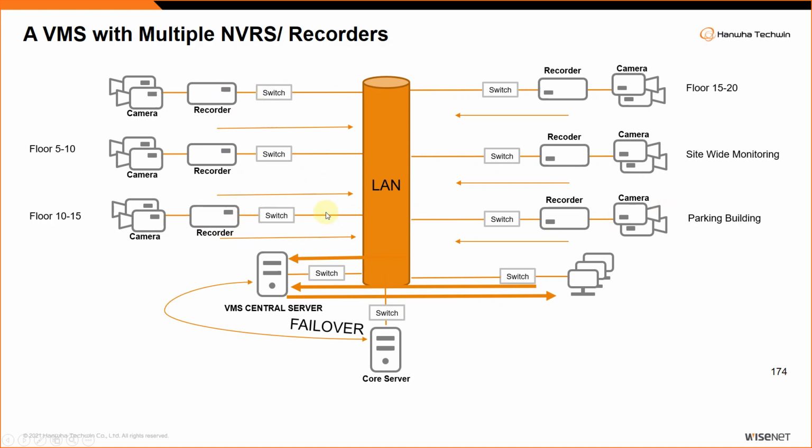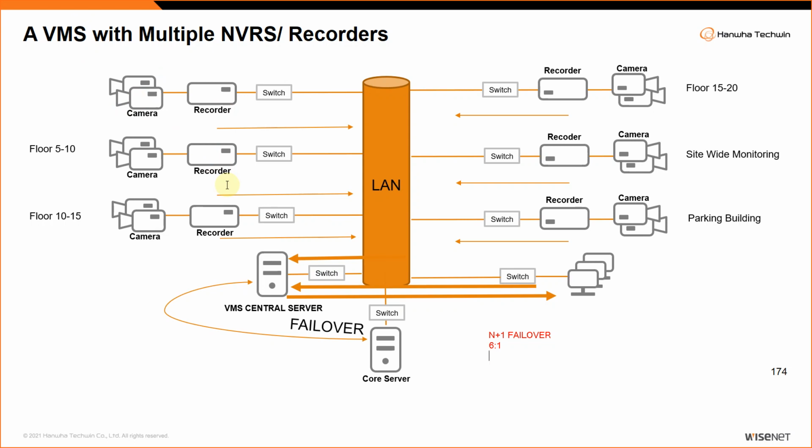Any one can fail. What is it called? N plus one failover. What is N? In this project, I have six recorders. If any one of the six recorders fails, I can have one standby recorder which will take over all the recording of the cameras, right? So the total is seven. One of them is standby, waiting for something to fail, and then it will start recording.